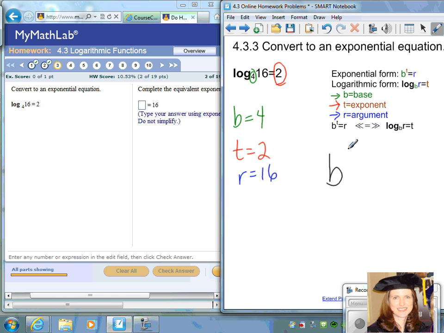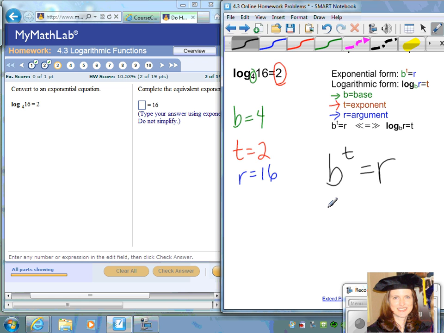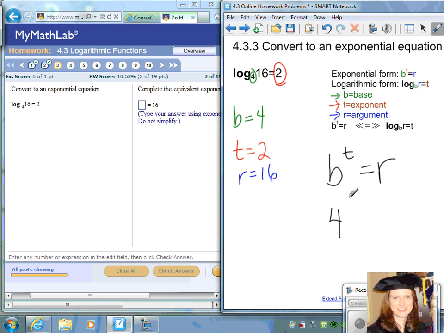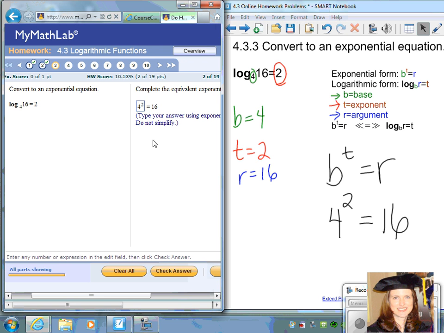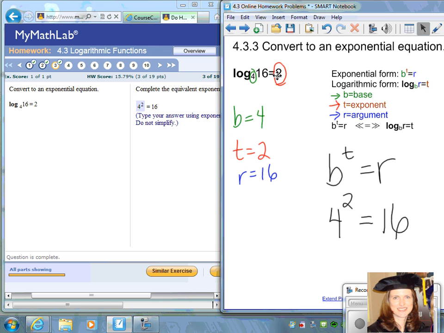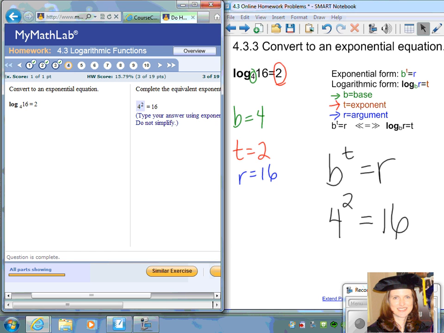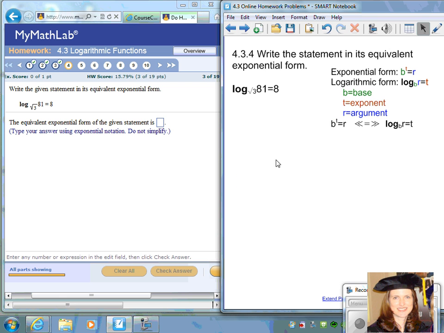Again, we want to write b to the t equals r. The base of 4 raised to the exponent 2 has to equal the argument 16. Just a way of rewriting a logarithmic equation into exponential form. Check our answer. Okay, so as you can see, we can go from exponential to logarithmic form, and we can go from logarithmic form to exponential form. Let's continue looking at number 4.